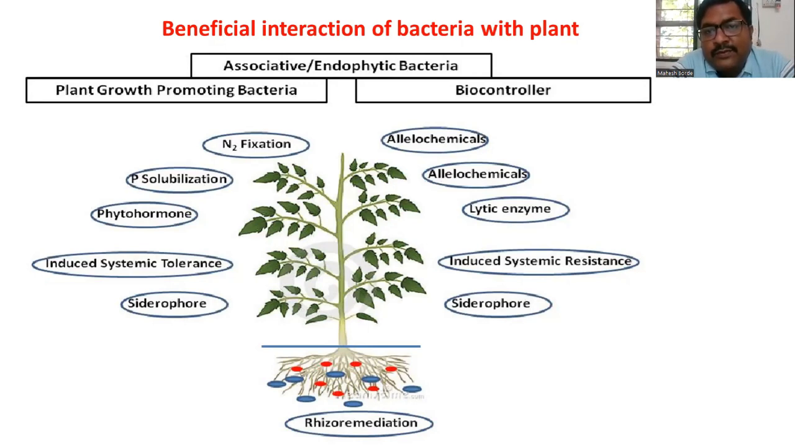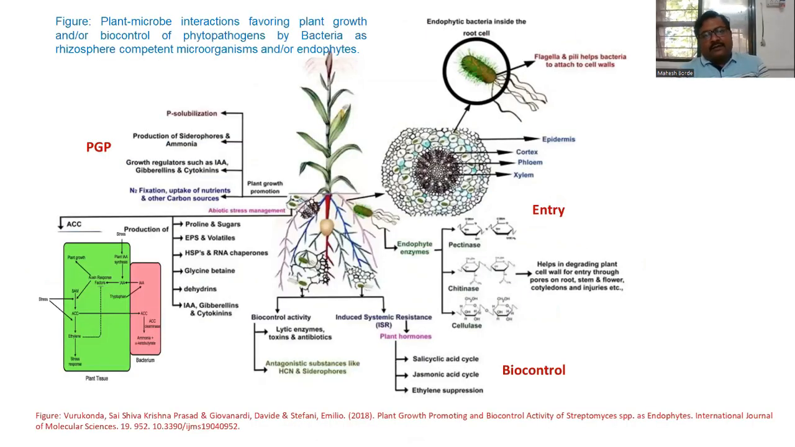These are called plant growth promoting bacteria. Some bacteria mostly produce some allelochemicals, some lytic enzymes, so that the plant defensive mechanism is induced. And they are mostly involved in inhibition of pathogen attack. They are called biocontrol bacteria. Some bacteria are mostly important for remediation of heavy metal. These are called rhizoremediation. Okay, so I'll be starting with the plant growth promoting bacteria. This is a generalized figure of how the bacteria, when they are associated endophytically with the plant root, have two main mechanisms, that is plant growth promoting activity and biocontrol strategy.